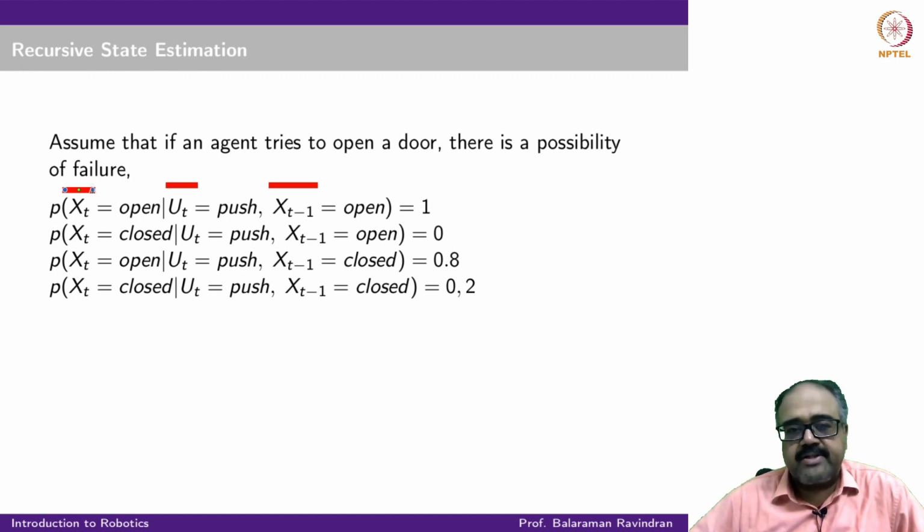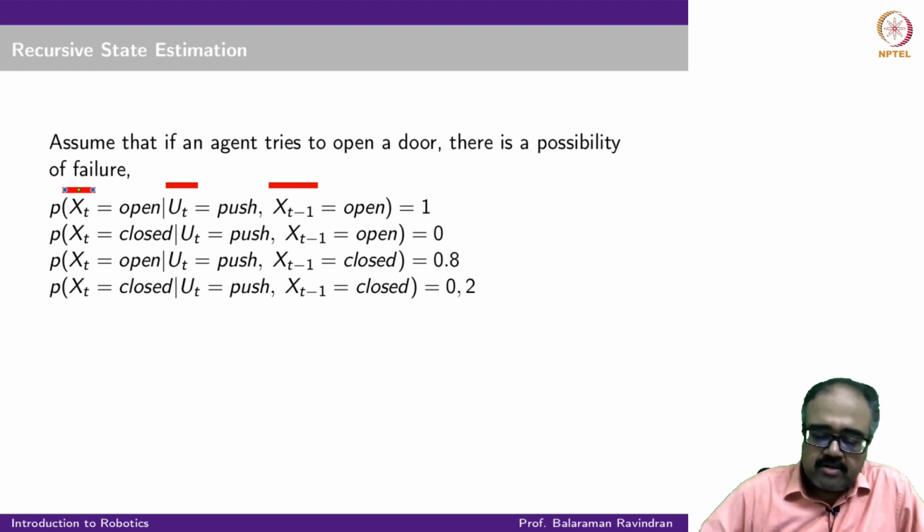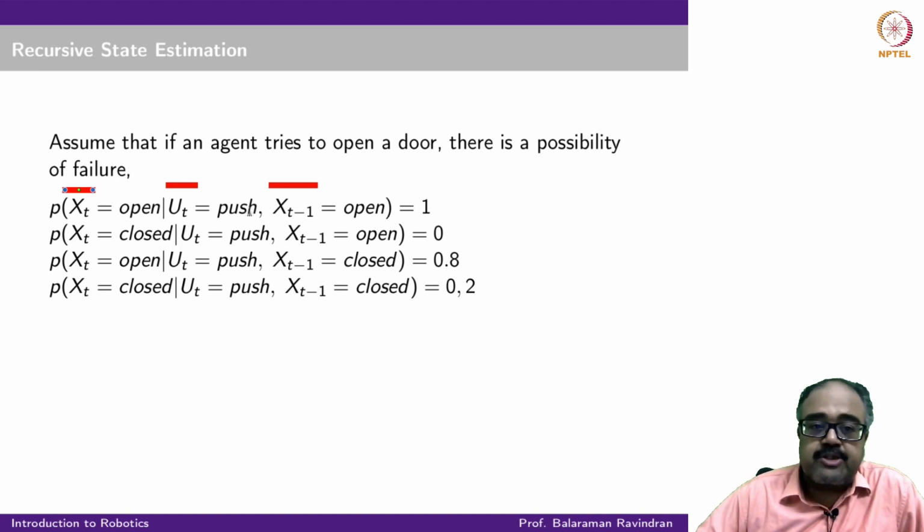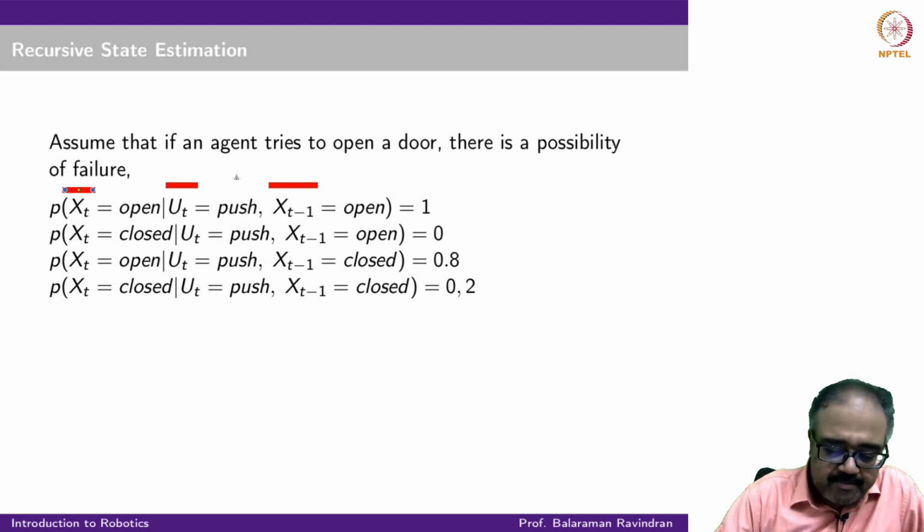This is a Markov assumption, so we said we are not worried about the history. I know what state I am in at t minus 1. I know what action I performed at time t. So what is the state I am going to land up in at time t? Let's look at this again. Again, we have to look at multiple cases. For the first set of values I'm showing on this slide, I'm looking at the action push. So what happens when I push?